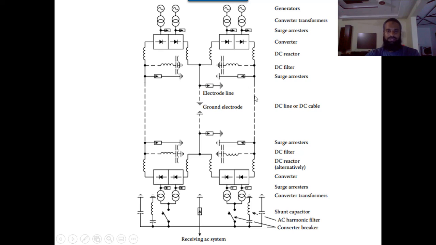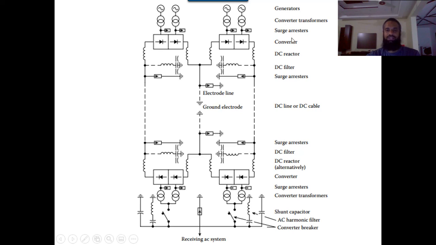Bipolar HVDC system. If you see, we have one transmission line over here, the second transmission line over here, and these are generator 1 and generator 2. Then we have the converter transformer, then the surge arrestor, then the converter. So there are two parts, one is the converter transformer and the second one is the converter. The converter transformer is basically a transformer which will step up the input side of the system. These transformers are usually connected on the AC side, and they are used to step up the voltage of the system.